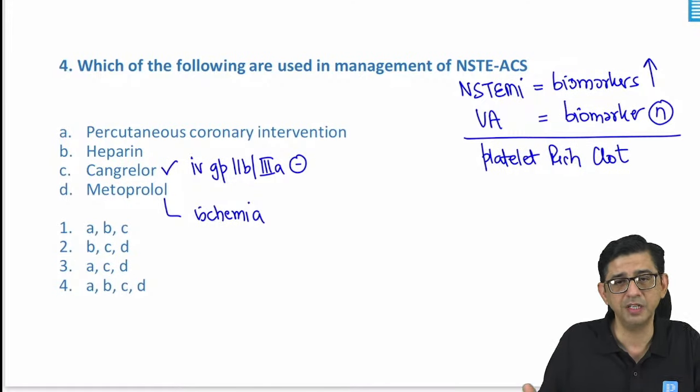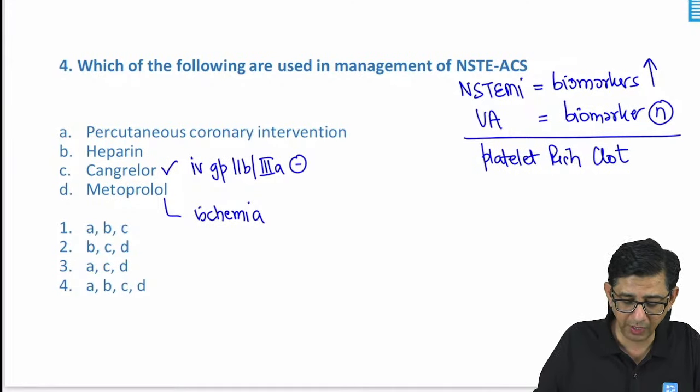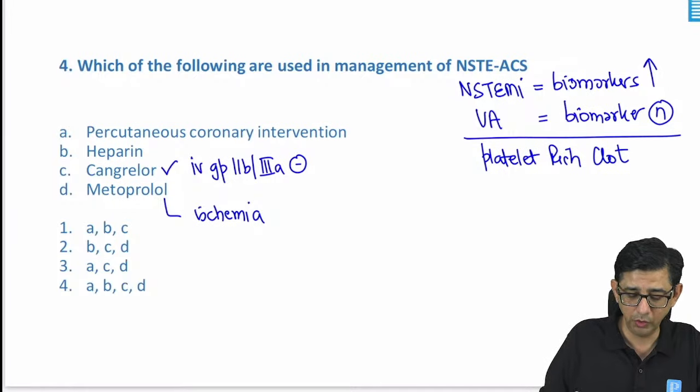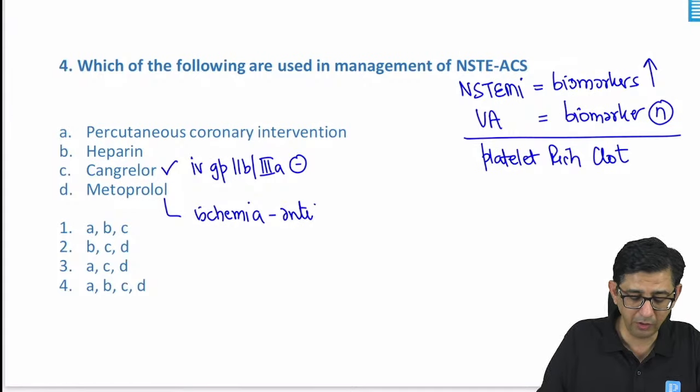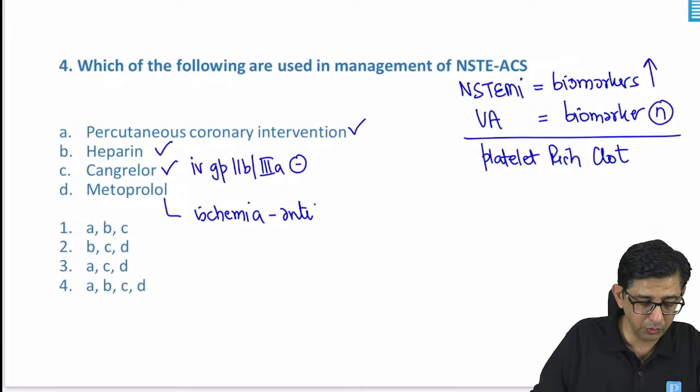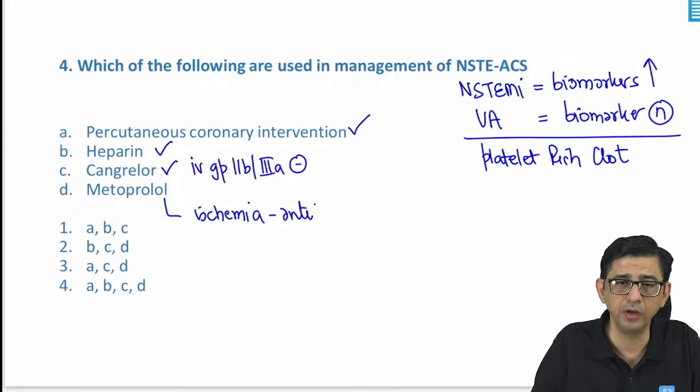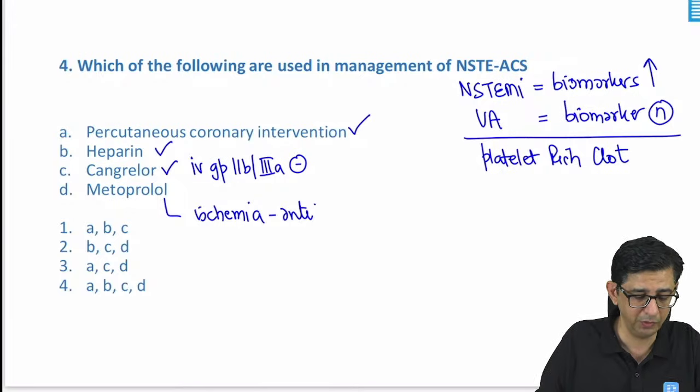Fibrin rich clot is ST elevation MI. This is a platelet rich clot, so clopidogrel will also be given. So to neutralize the ischemia component, beta blocker; clopidogrel to neutralize the platelets; heparin because there is ultimately a clot getting formed in this patient, and we also go in for PCI, guys. Even percutaneous coronary intervention is used in management of this condition.